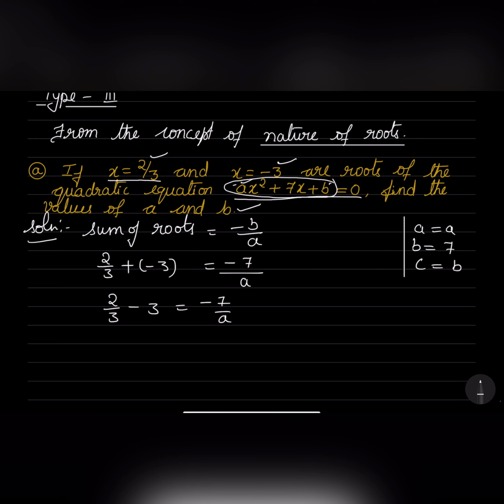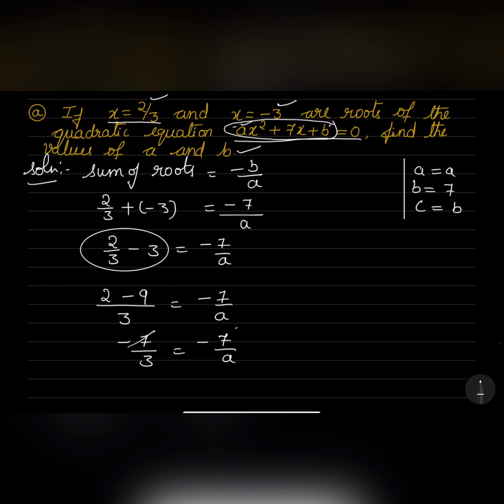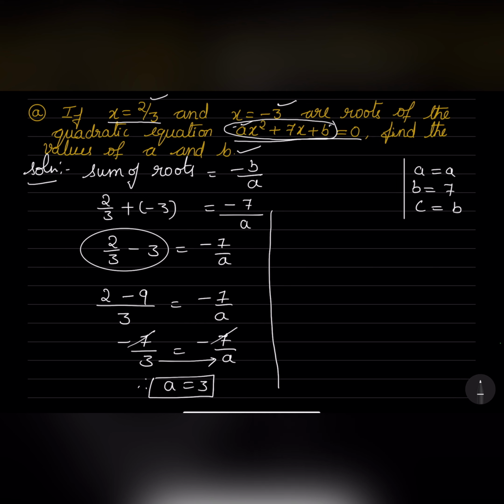Now, if we simplify this LHS side, we'll get 2 by 3, 3 is the LCM, 2 minus 9 by 3 is equal to minus 7 by a. That is minus 7 by 3 is equal to minus 7 by a. Minus 7 and minus 7 get cancelled. Therefore, a is equal to 3. This is the answer. a is equal to 3. Now, we'll go for the product of roots.